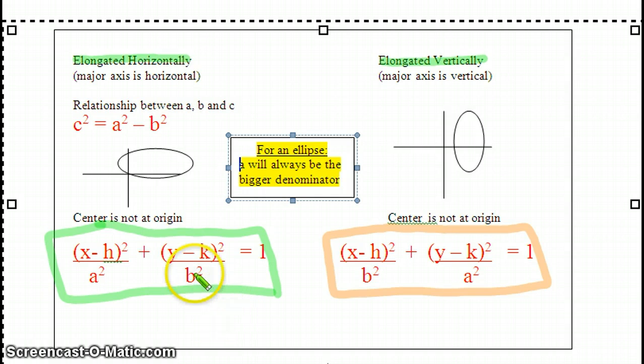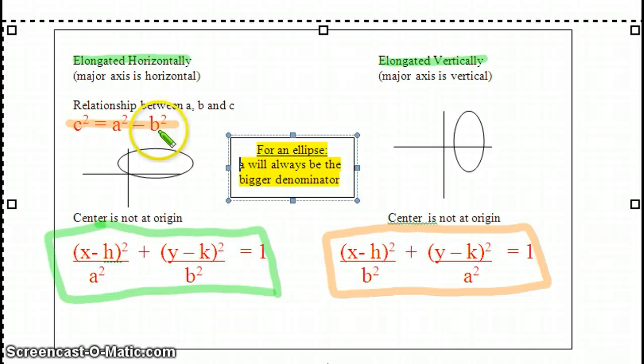Last thing I want to talk about is, you notice that these equations don't have a C in them, but we talked about C being the distance from center to focus. There's a relationship that we're going to use to help us find either A or B or C if we're missing one of the three. The relationship is C squared equals A squared minus B squared.